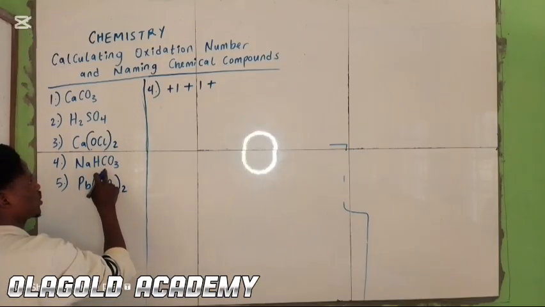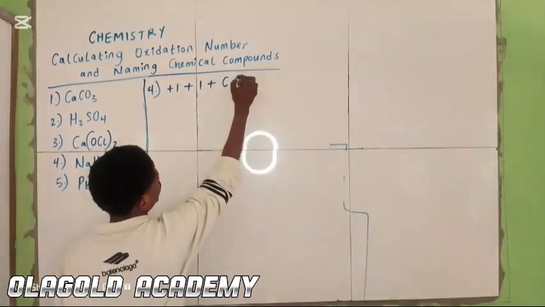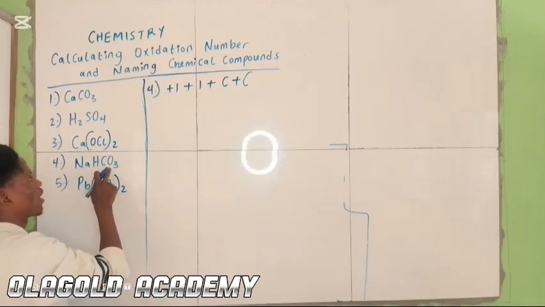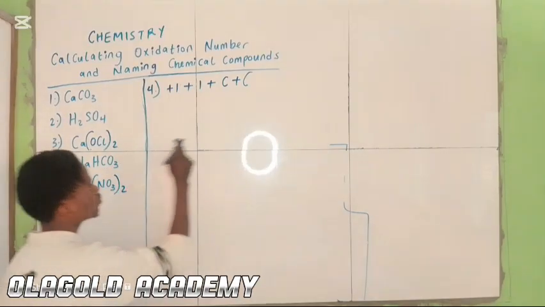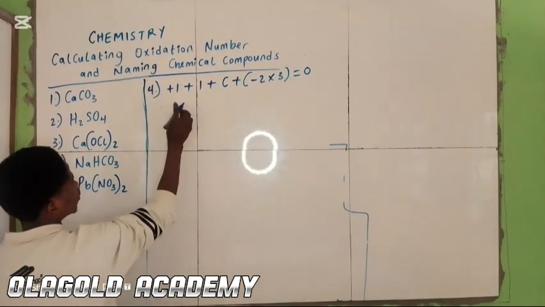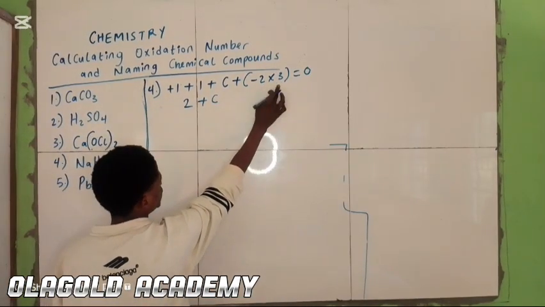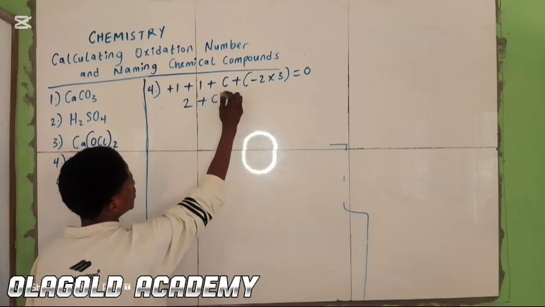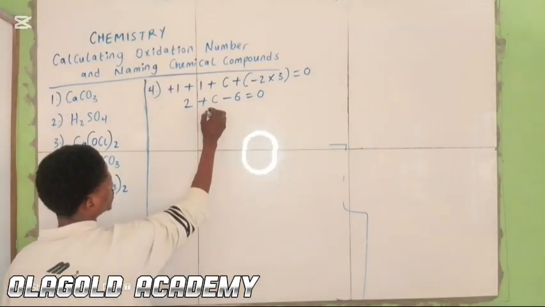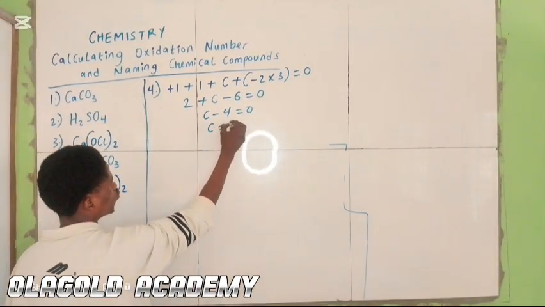Plus carbon is beside oxygen, so it is being oxidized. I write carbon plus, open bracket, oxygen is minus 2. That is the oxidation number. But I'm having 3 atoms of oxygen here, so it becomes minus 2 multiplied by 3, close bracket, equal to 0. 1 plus 1 gives 2, plus carbon, minus 2 times 3 gives me minus 6, equal to 0. So 2 minus 6 gives minus 4. Collect like terms, it becomes C equals 4.